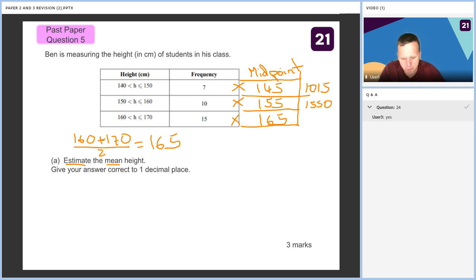1,550. And we've got 2,475. Okay, so remember, mean is add everything together. So this is my big numbers. This is going to give me my total. Okay, so we add those together, we get 5,040.